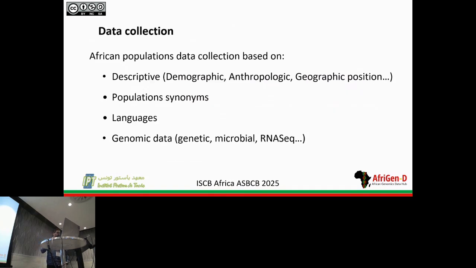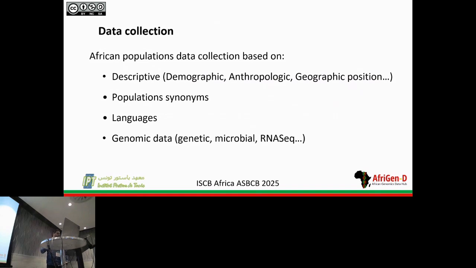For the data collection, we focused on the African population and tried to have some descriptive data: demographic, anthropologic, and geographic position. We had a lot of struggle with synonyms, because for one population or one ethnic group we can find three, four, five, six synonyms. It's different from country to country or other places. Languages: when you see a genomics research project, we always talk about ethno-linguistic ontology because there is a close relation between a population and the language. Sometimes you can find a population named following the language and vice versa.